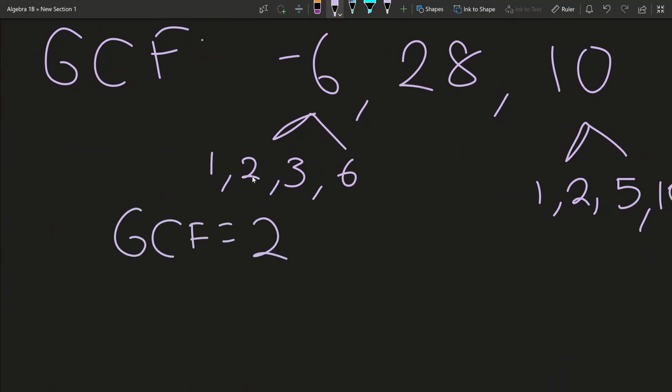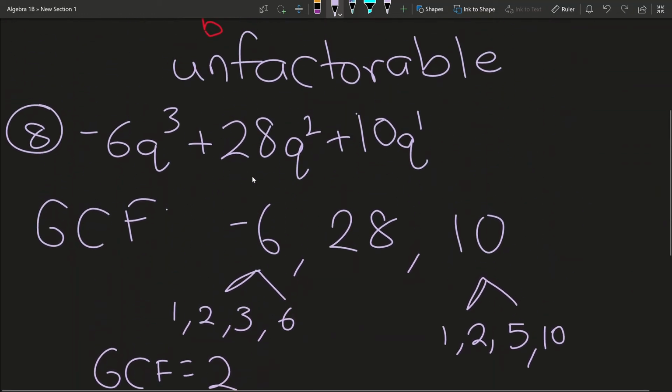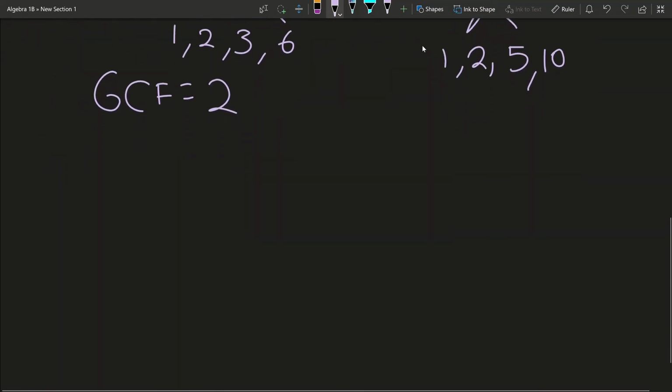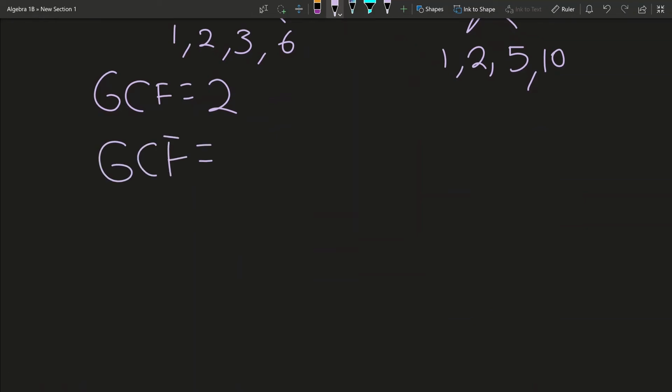But what about the variables? Is there a common variable among these 3? Yeah, it's q to the power of 1. So our second GCF would also be q. And these two combined give us 2q. So we're going to need to take out 2q.